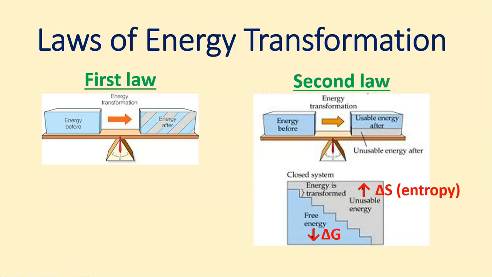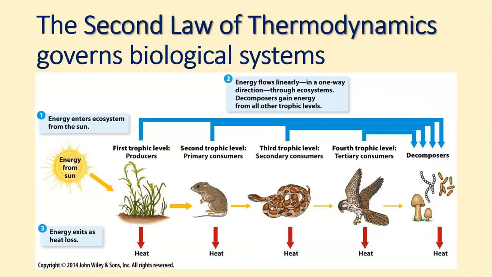Let's relate this to a biological system, how the second law of thermodynamics, or second law of energy transformation, applies to a simple food chain. A simple food chain has a primary source of energy, typically, which is the sun for a terrestrial food web. There are some exceptions to that.